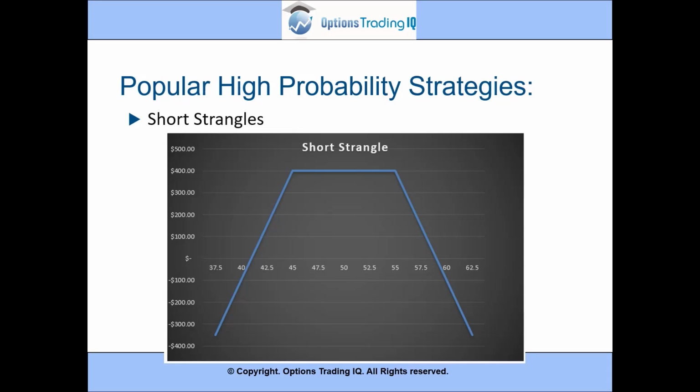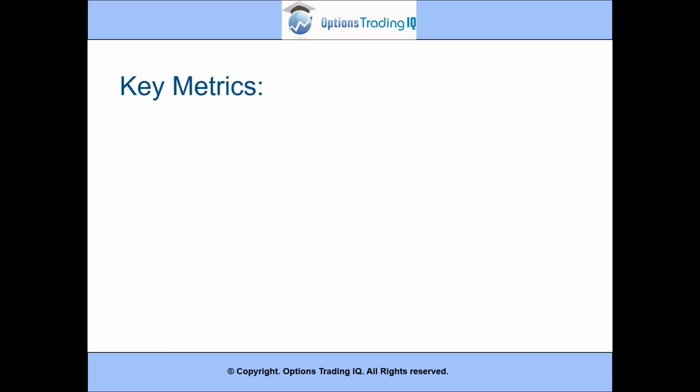So probably not a strategy that you want to start out with as a beginner. You want to start out with your defined risk trades like a credit spread and a condor. But once you get a bit more familiar with the strategies and get a bit more experience, you can start looking at short strangles. So high probability trading depends on a couple of key metrics.